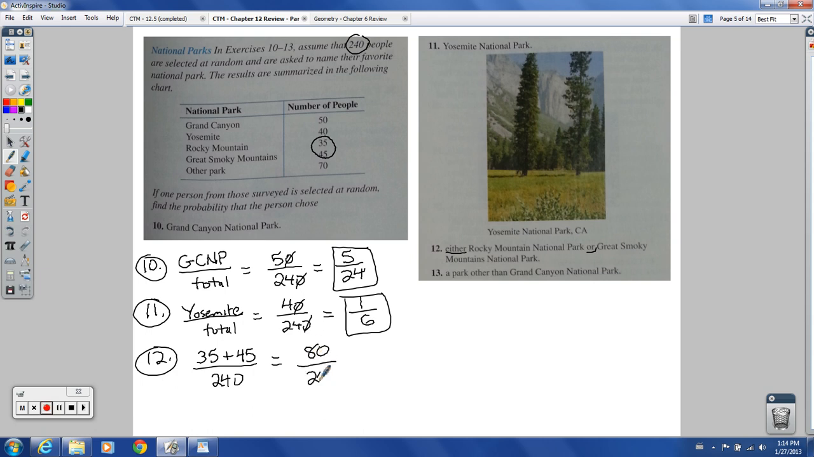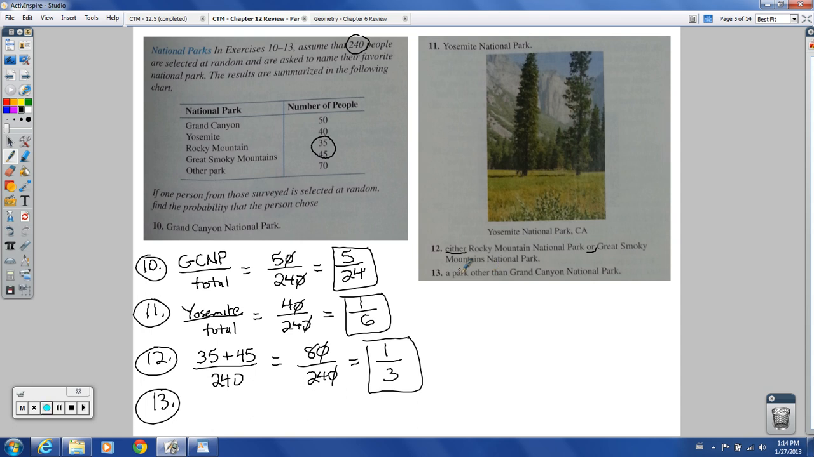So we have 80 out of 240, which is, get rid of the zeros. It's only if they have the same number of zeros. If there were 2 here, you can't get rid of just 1 and then 2 down here. You've got to get rid of the same number of zeros. 8 divided by 24 is the same as 1 over 3. And so that's good for that one.